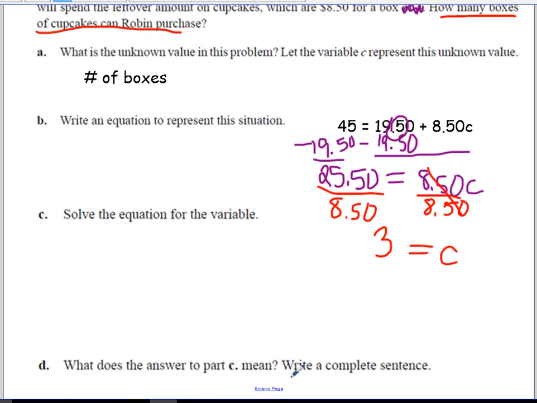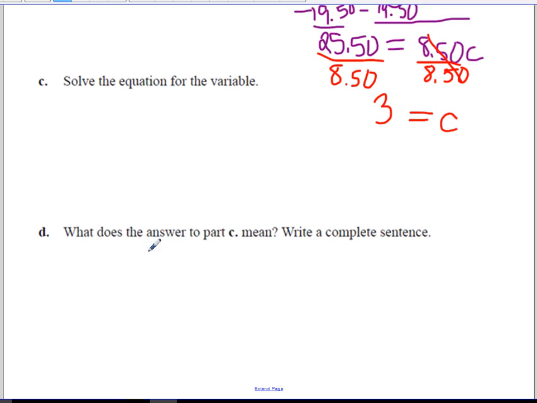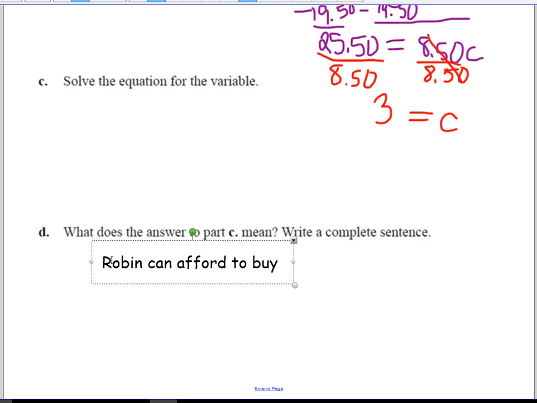And so what does that mean? What our answer means is that that 3 represented a number of the boxes of cupcakes. So Robin can afford to buy 3 boxes of cupcakes.